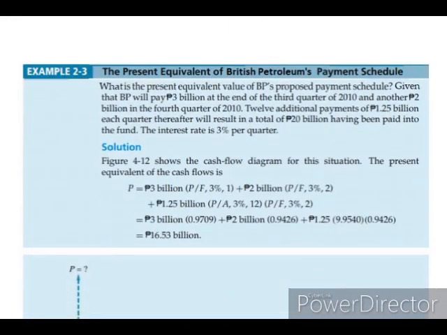Next example, 2-3. The present equivalent of British Petroleum's payment schedule. What is the present equivalent value of BP's proposed payment schedule? Given that BP will pay 3 billion pesos at the end of the third quarter of 2010 and another 2 billion in the fourth quarter of 2010, then 12 additional payments of 1.25 billion each quarter thereafter, for a total of 20 billion pesos paid into the fund. The interest rate is 3% per quarter.